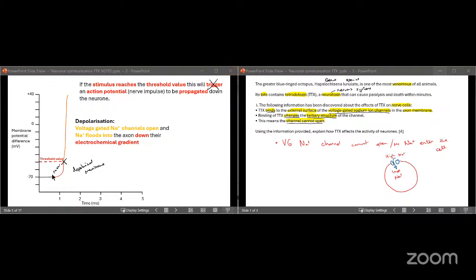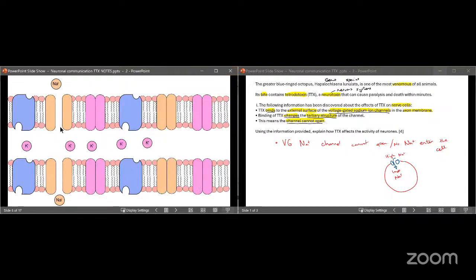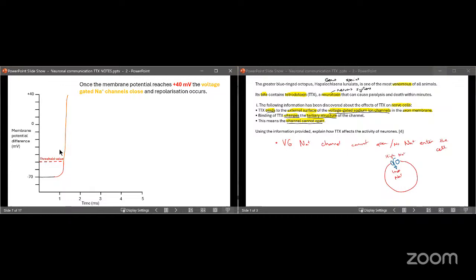And if we look at this then, when we open those voltage-gated sodium channels, the sodium comes in. Now, what that sodium will then do is, because it's flooding into the axon, we're getting a high concentration inside the axon. It will then increase the potential difference inside the axon. That gets to the peak, which is in this case on my graph plus 40 millivolts. That will then cause those voltage-gated sodium channels to now close.